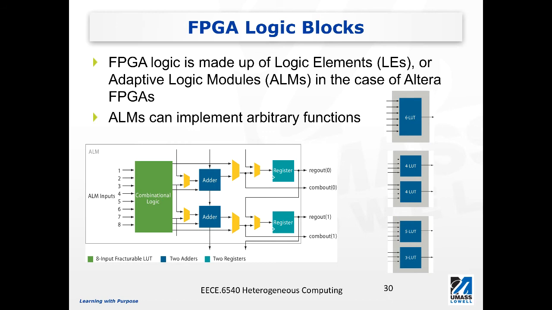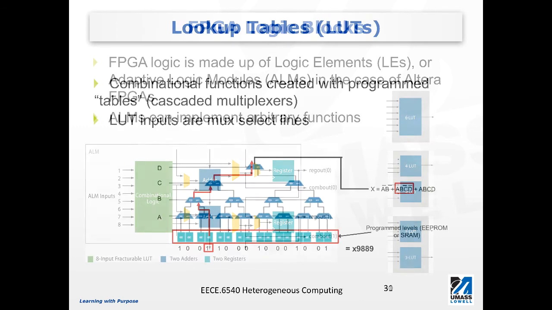And the uniqueness of this ALM is that the combinational logic can be arbitrarily divided into LUTs, or lookup tables, of different numbers of inputs. For example, we can use this ALM to implement a 6-input LUT, or 2 4-input LUTs, or even a 5-input LUT plus a 3-input LUT. So this creates a lot of flexibility in implementing the functions.